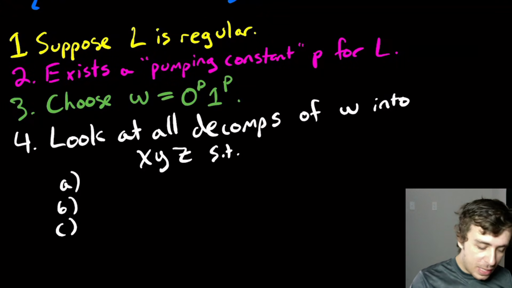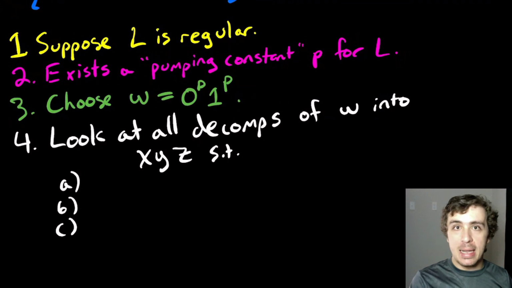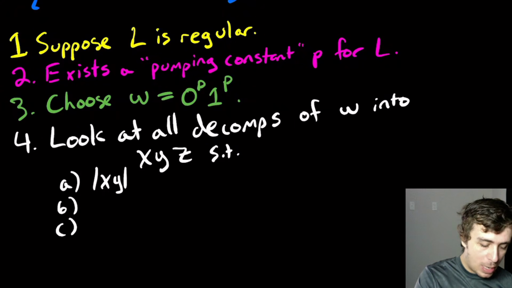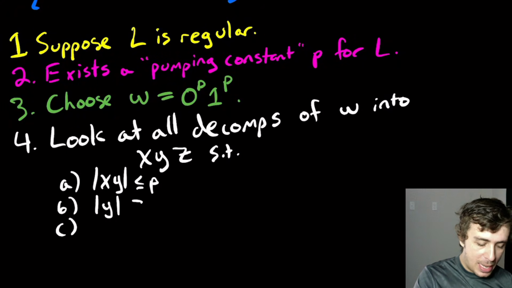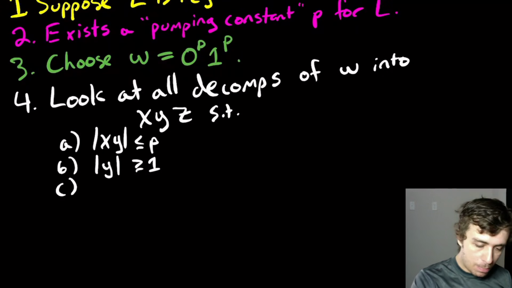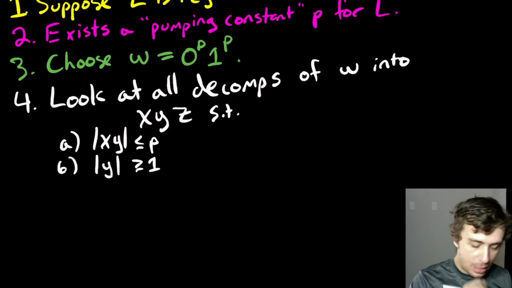One of the conditions we're not going to use right now. The first 2 we're going to look at. The first 2 pieces, x and y together, have length at most P, and the length of y is at least 1. The third condition is going to allow us to get the contradiction that we care about, but we're going to leave that alone for now.